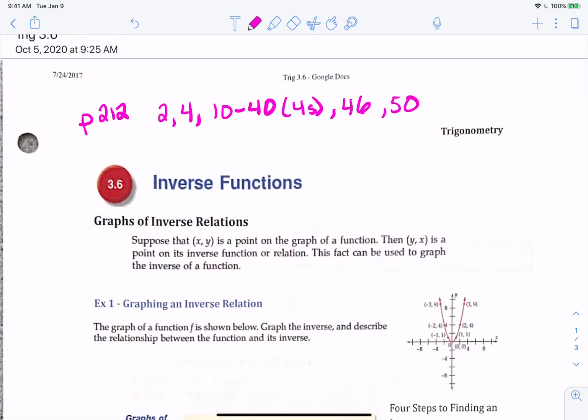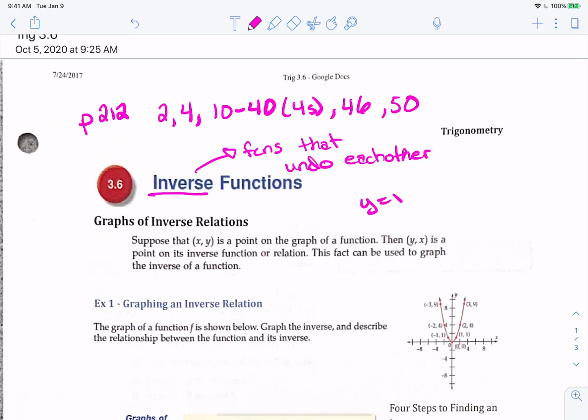All right, 3-6, inverse functions. I went ahead and wrote the assignment at the top of page 212. Do you all have a note sheet for this? Okay, inverse functions. Inverse functions are functions that undo one another. Like y equals x squared is the inverse of what function? What undoes x squared? The square root, right? Those two things undo one another. Same thing with x cubed and the cubic root. Those are examples of that.